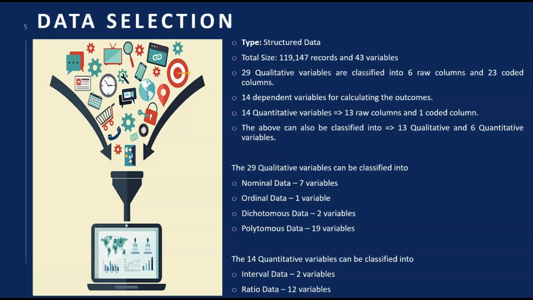The dataset comprises a total of 119,147 records and encompasses 43 variables. It's worth noting that this dataset contains a substantial number of missing values. We have a total of 14 quantitative and 29 qualitative variables. Additionally, many of the columns can be deemed irrelevant, excessively sparse, or lacking in informative content.